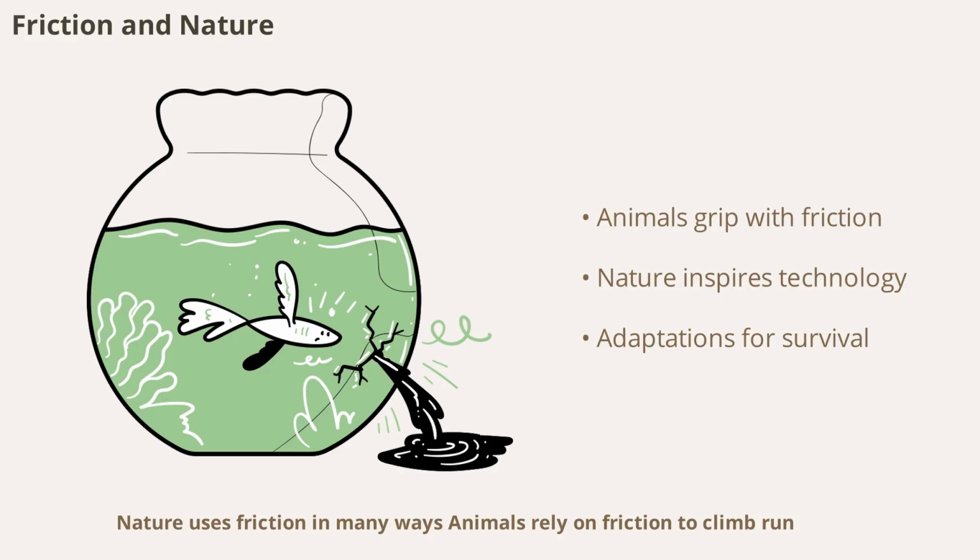Nature uses friction in many ways. Animals rely on friction to climb, run, and grip surfaces. Tree bark, animal paws, and even fish scales are adapted to control friction for survival. Studying these natural solutions inspires new technologies and materials in human design.